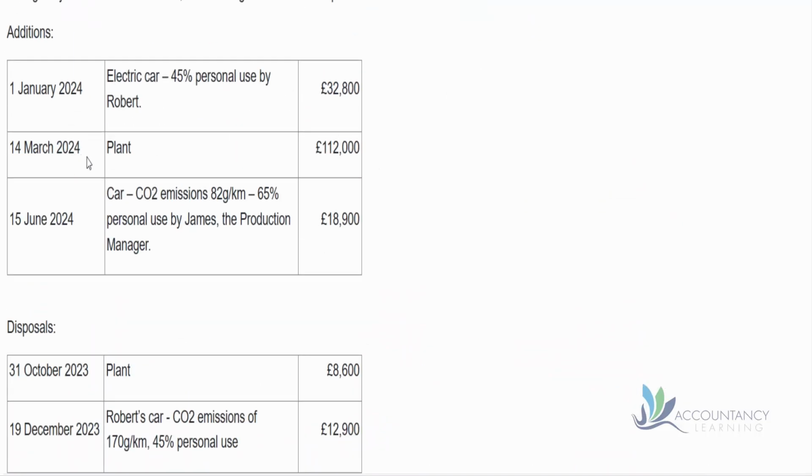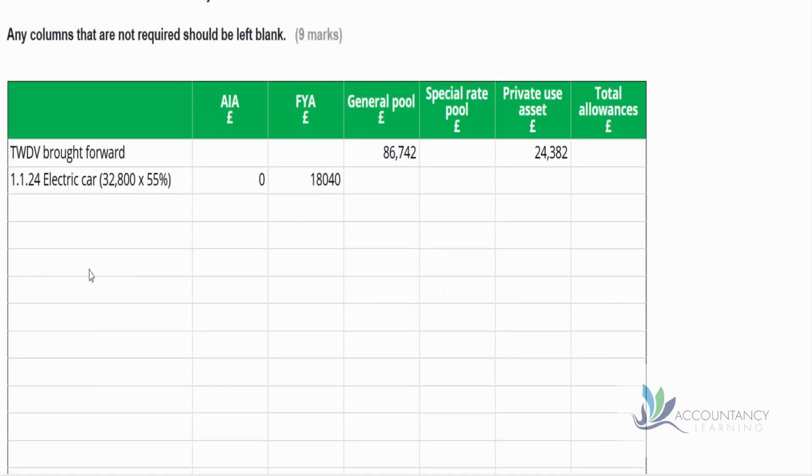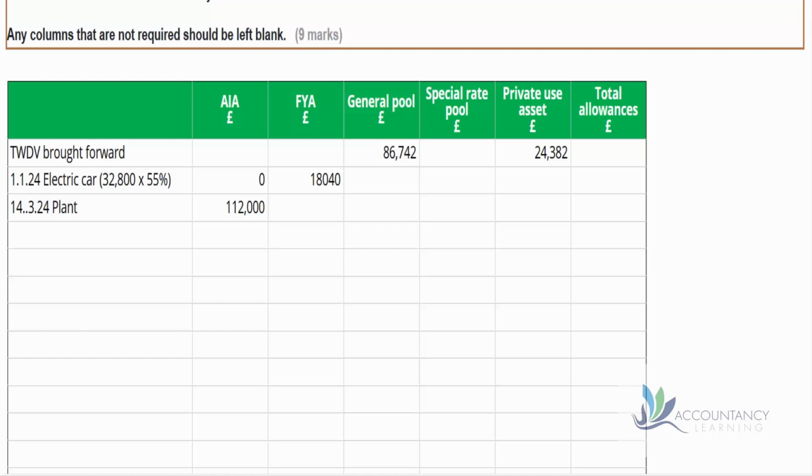So on the 14th of March, we purchased some plant for 112,000. So where should we put that? It's the 14th of March 24. We have some plant. The plant does not qualify for first year allowances because there's no information about it being in an enterprise zone. It could go into the general pool, but then we'd only get limited written down allowances. So it makes sense then that we put all of this into the first column so that we can claim 100% allowances on this, and it's below the 1 million cap.